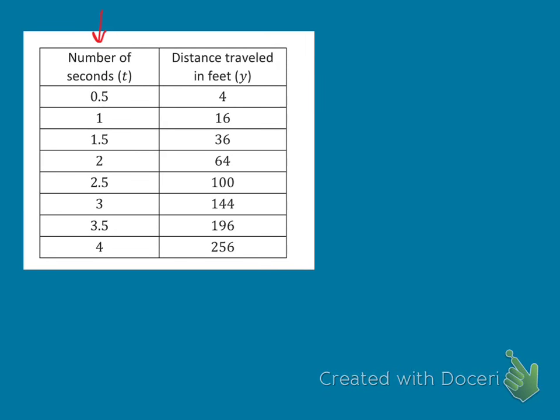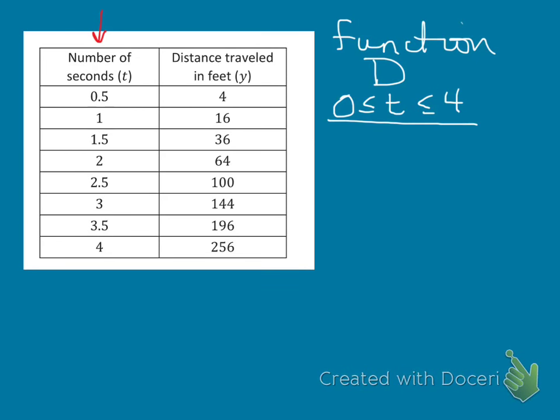So we've rewritten this, and we could call this function rule, we could call this function, we could assign it a name. We could call it d for distance. And it's going to predict the distance for any time t greater than or equal to 0, and less than or equal to 4. So anytime between 0 and 4 seconds, this function can tell me where that stone is.